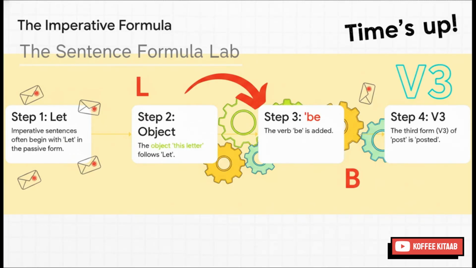Time's up. The passive form here is, let this letter be posted. For commands, this is a really common structure. We bring in the word let, then we have our object, this letter, followed by be, and of course our good old third form of the verb, posted. It's a really clean and direct way to make a command passive.